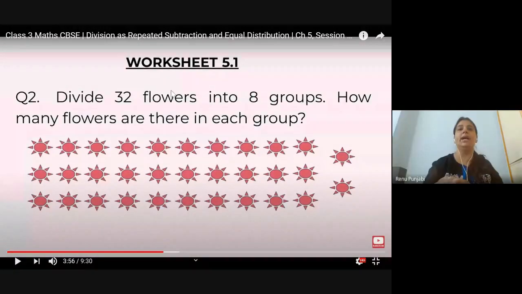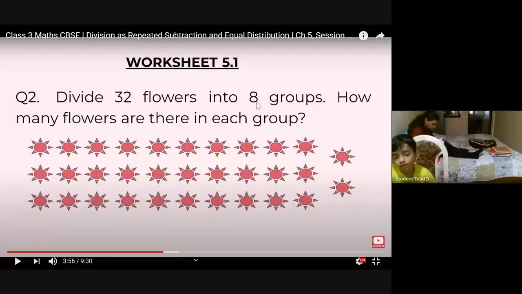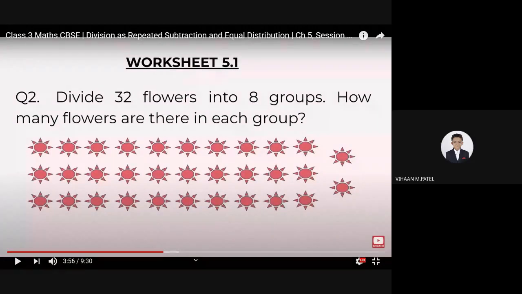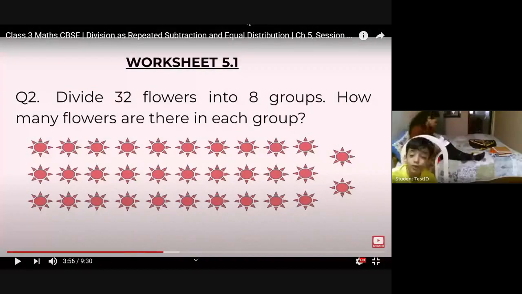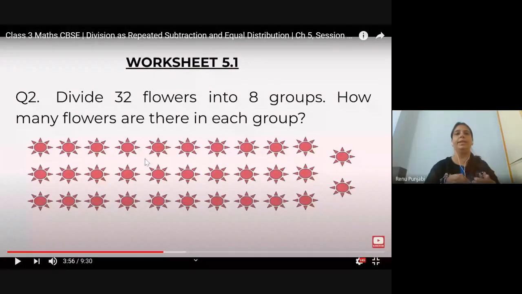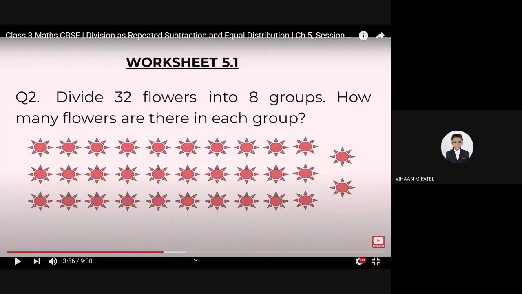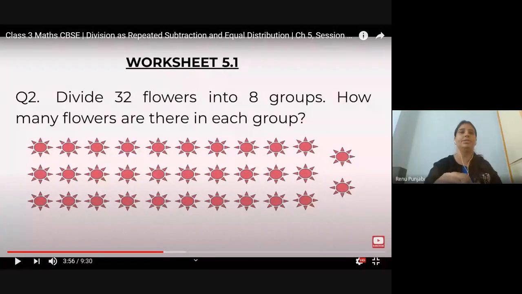Yes. Divide 32 flowers into 8 groups. Ma'am, 4 will be the quotient and 0 will be the remainder. Yes. And when you do it with repeated subtraction, how many steps will you do when you are subtracting? 4 steps.